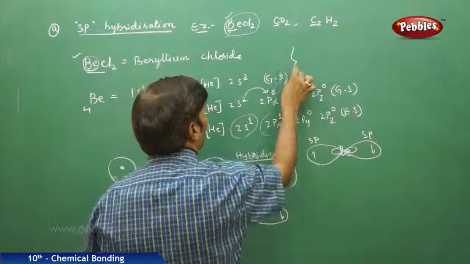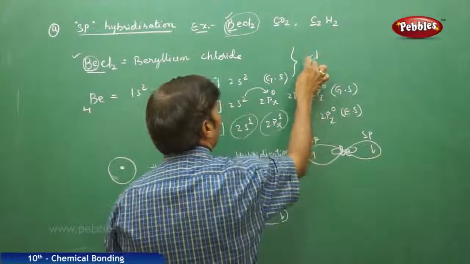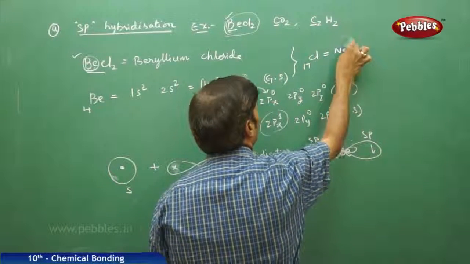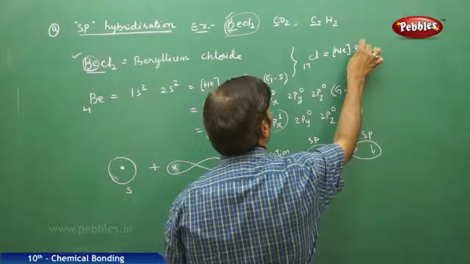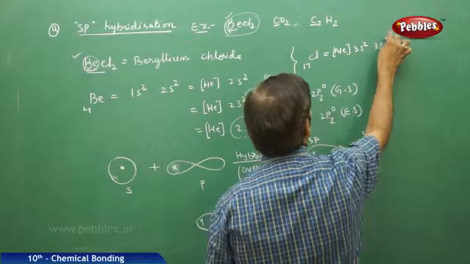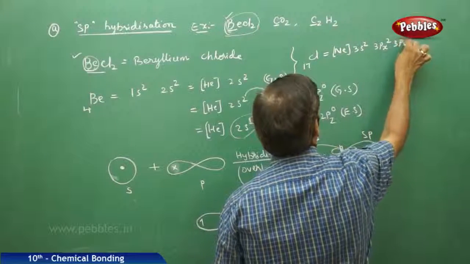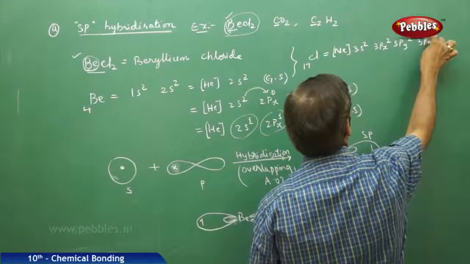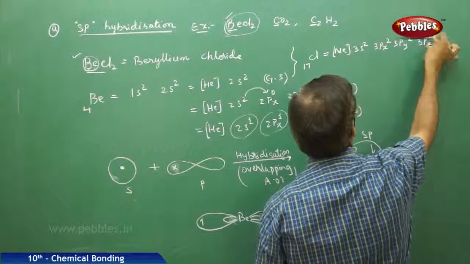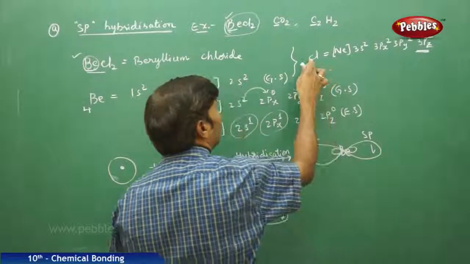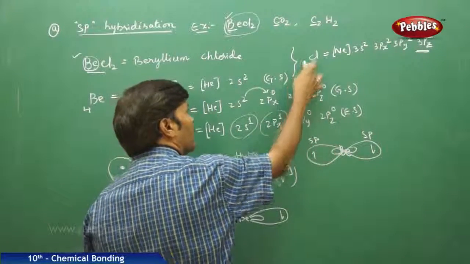So what I am going to do is take one chlorine, atomic number 17. Here write the electronic configuration: neon 3s2, 3px2, 3py2 and 3pz1. I am underlining this atomic orbital. If we count the total number of electrons in chlorine, atomic number is 17, there are 17 electrons.